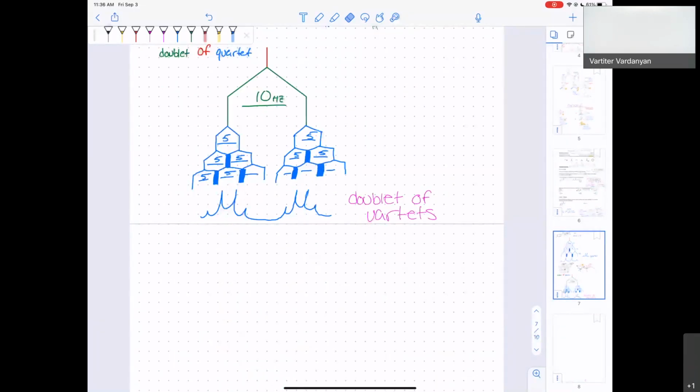Trust me, I didn't understand the tree diagram until the second time I tutored this class. It wasn't important, but then once I understood it, I was like, oh, that makes sense.